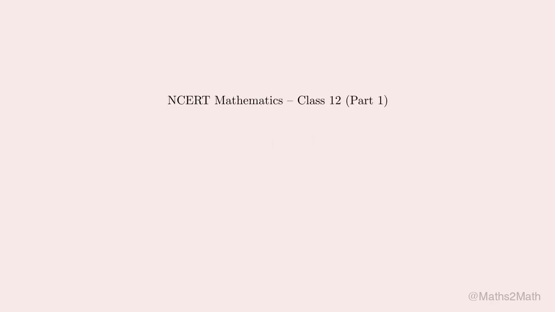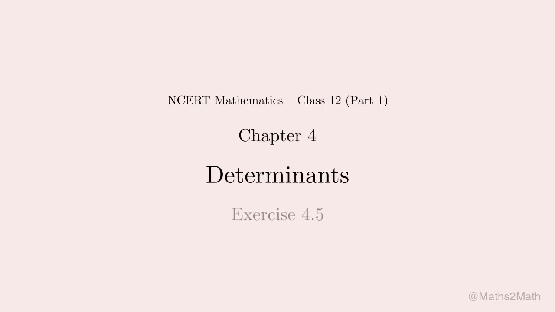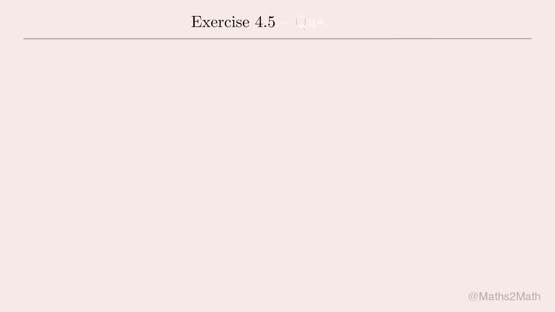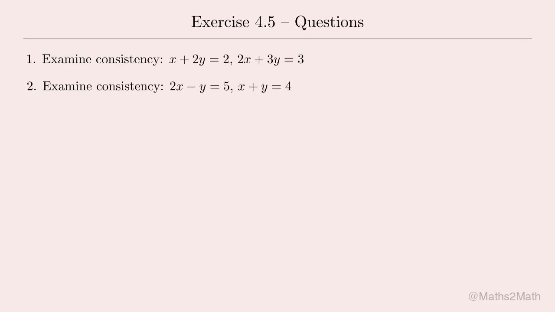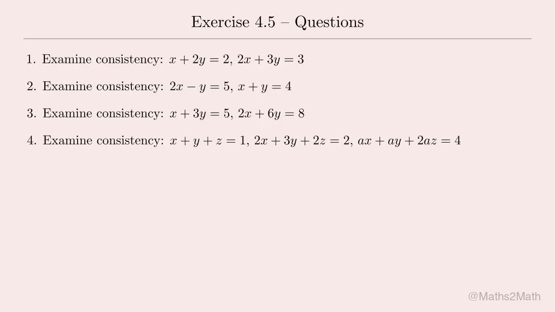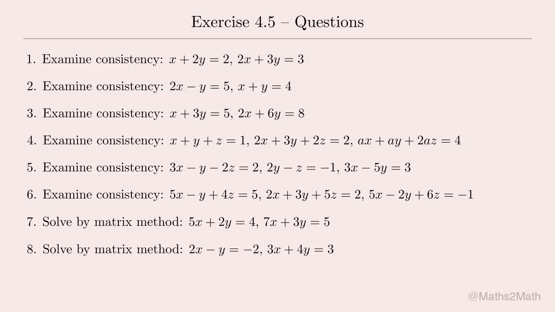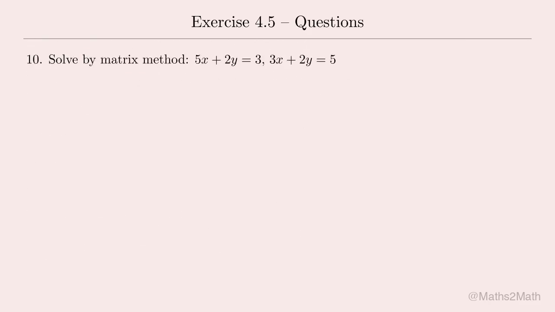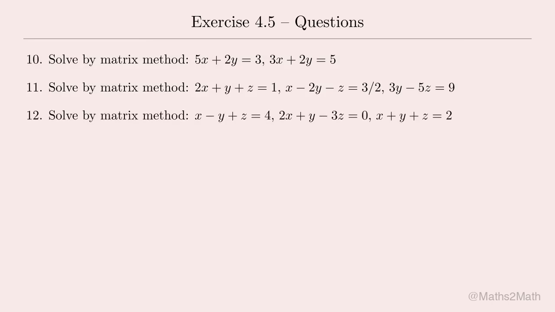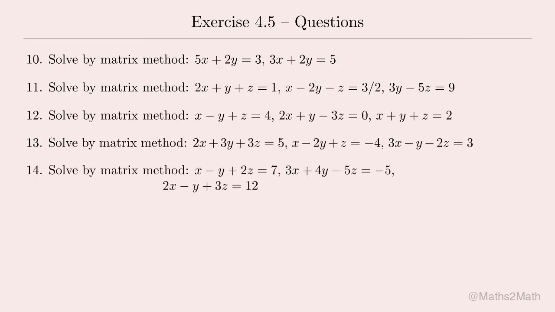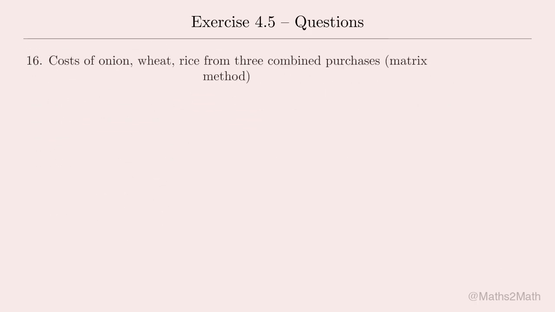In this video, we are solving every question of exercise 4.5 of Chapter 4, Determinants, from the NCERT Mathematics textbook for Class 12, Part 1. Exercise 4.5 has 16 questions on applying determinants and matrices to linear systems: 6 consistency checks, 8 systems solved by the matrix method, an inverse reused to solve its own system, and a shopping word problem. Here they all are.